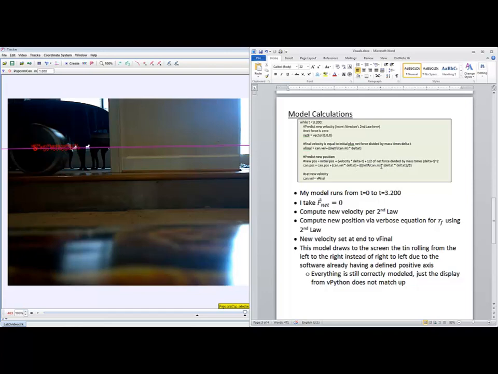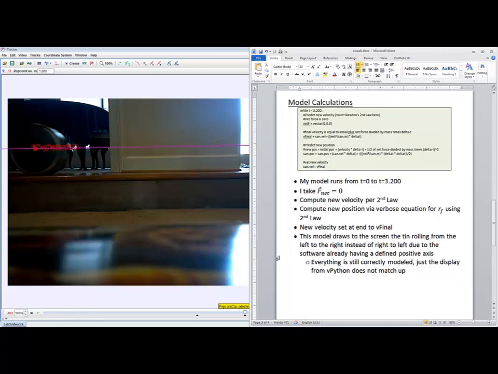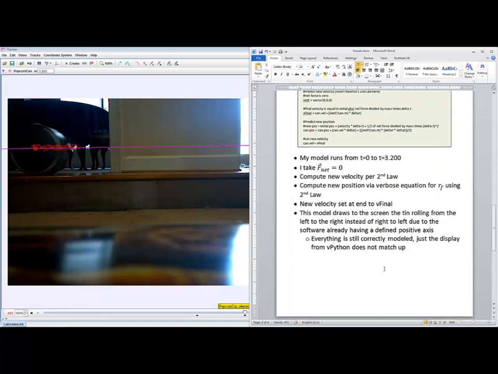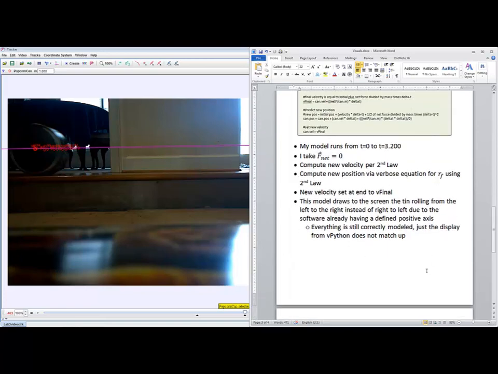this is going to turn out to be 0, this term, because net F is 0. So that's not going to add anything to it. Constant velocity, and I set the new velocity right here, and so that's how my model works. Again, you can see here, it draws it rolling from the left to the right, just because the software already had a positive axis defined as going to the right.